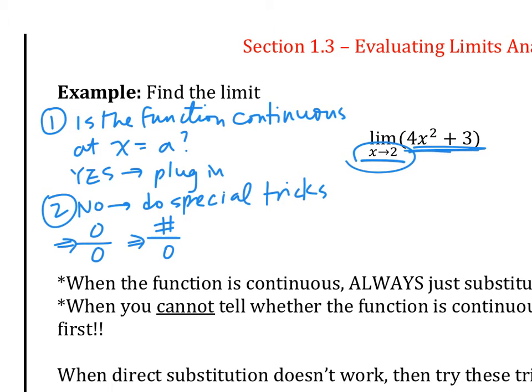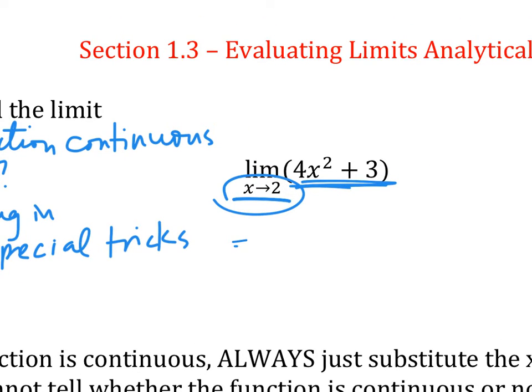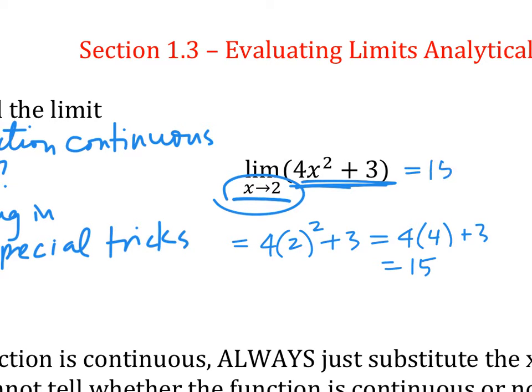Okay, so let's look at this first example. This is a parabola. A parabola is always continuous, so this is very easy. It will be continuous at x equals 2 because the function is continuous everywhere. Then very simply, you put 2 into x. You get 4 times 4 plus 3. That is 12 plus 3, which is 15. So when x is going to 2 from both sides, y is going to 15.